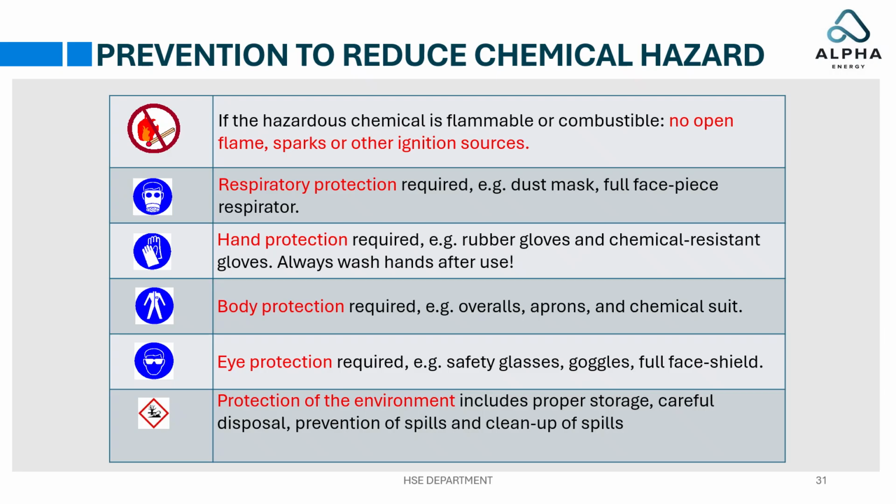Next is emphasizing the necessity of respiratory protection, like dust masks or full face piece respirators. Hand protection, for example rubber and chemical-resistant gloves, with a reminder to always wash hands after use. Body protection required: overalls, aprons, chemical suits. Stressing the importance of eye protection: safety glasses, goggles, full face shield. And finally, highlighting the crucial aspect of environmental protection through proper storage, careful disposal, and spill prevention and cleanup.